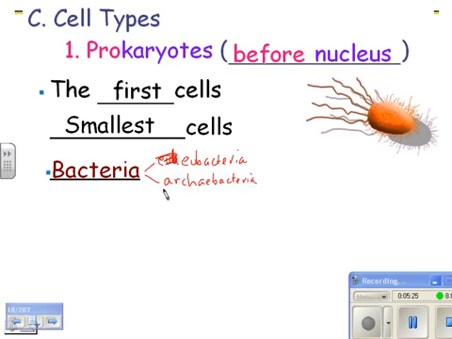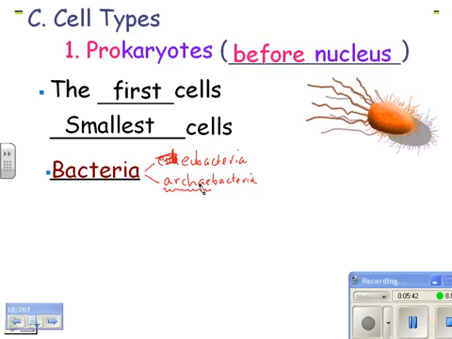So this isn't so hard because an archaeologist studies old stuff. So archaebacteria are bacteria that lived a long, long time ago. We think those are actually the first life forms on the planet. They are very unique. They're very different from each other and very different from bacteria.